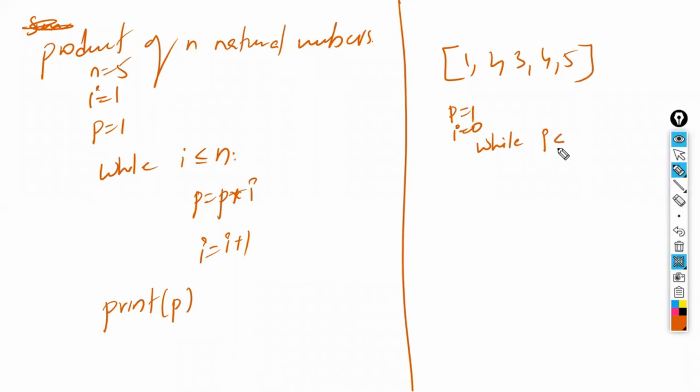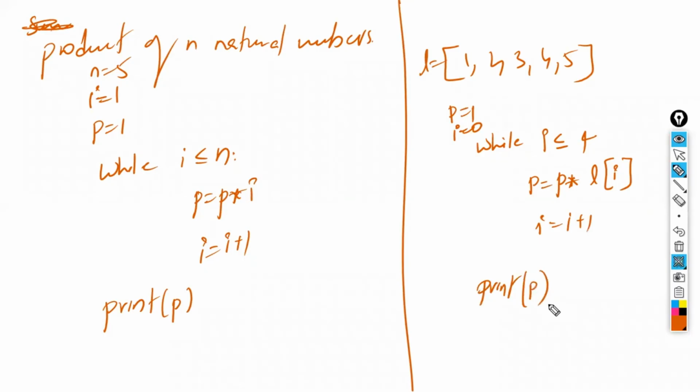Now I is less than or equal to, what is the maximum index? With respect to the length of the list, whatever the length of the list minus 1. Now what I'm going to do is p is equal to p into the list. Let us store this list in L. L of I. Now what is I? 0. 0 is less than or equal to length of the list minus 1, so the length is 5, minus 1 is 4. So L of 0. What is there in L of 0? 1 is there. 1 will be multiplied with 1, and it is going to continue. Now I is equal to I plus 1. Simple, print p.